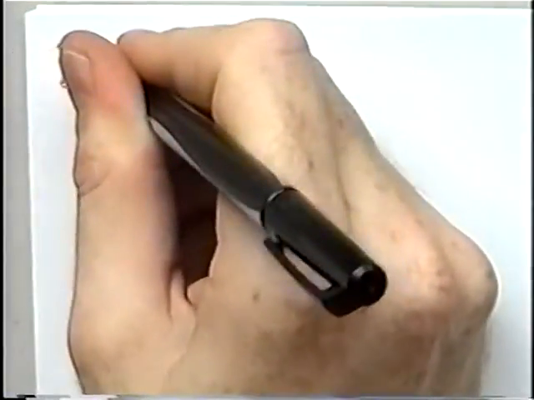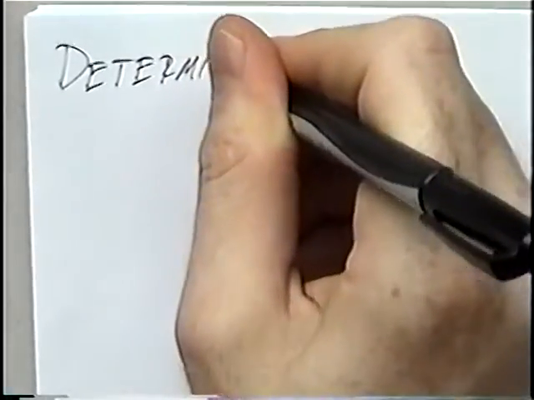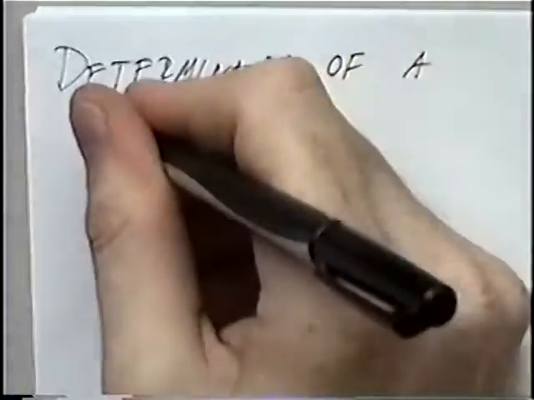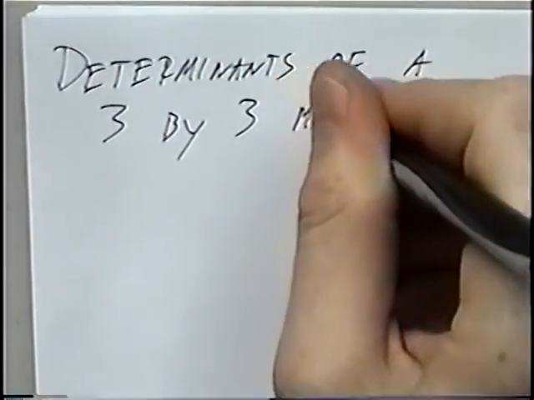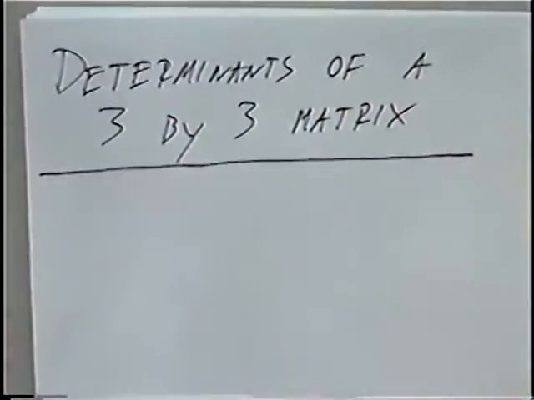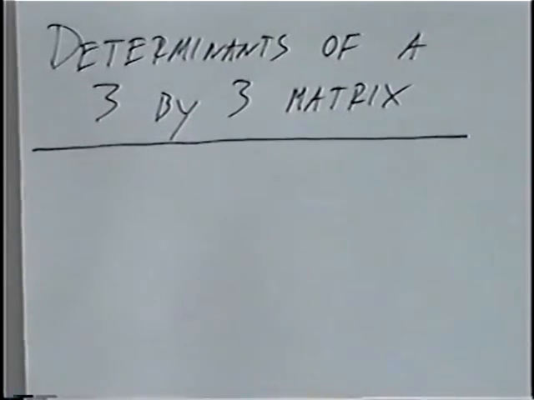Title of the next section is Determinants of a 3 by 3 matrix. In this section, we'll find the determinant of a 3 by 3 matrix.